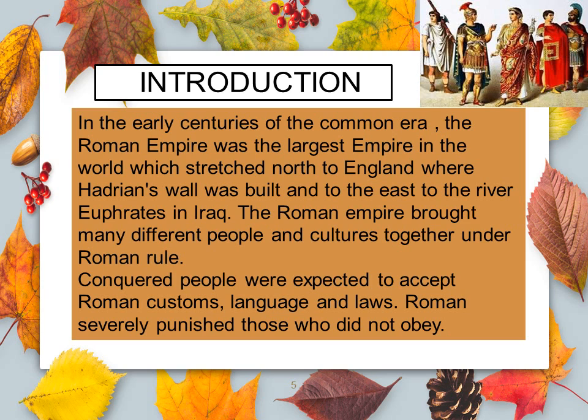Why? Because it stretched north to England, where the Hadrian's Wall was built, and to the east to the river Euphrates in Iraq. That means all the way from Europe to Asia, rather West Asia. Then the Roman Empire brought many different people of different cultures together under one banner of the Roman Empire.